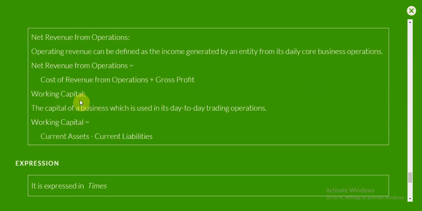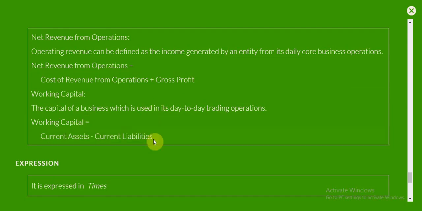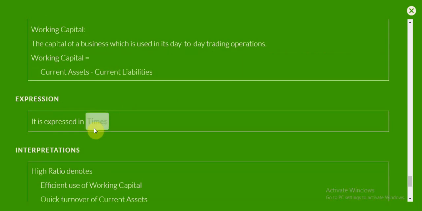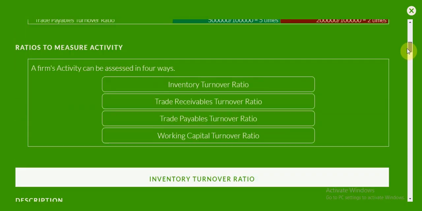And working capital, we are very familiar with that. It is the capital of a business that is used in its day-to-day trading operations. That is what working capital is. And the formula for calculating working capital is current assets minus current liabilities. This ratio again is also expressed in times. Okay, we will go to the case study and have a look at that.